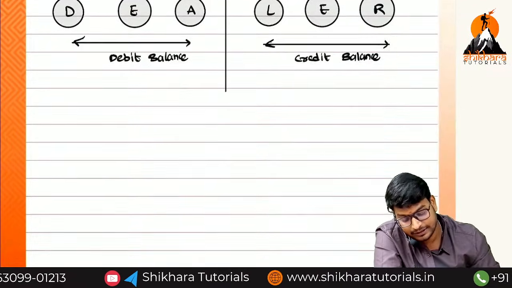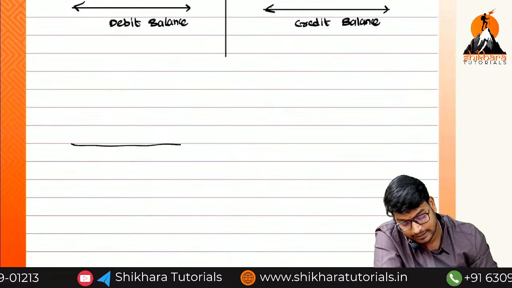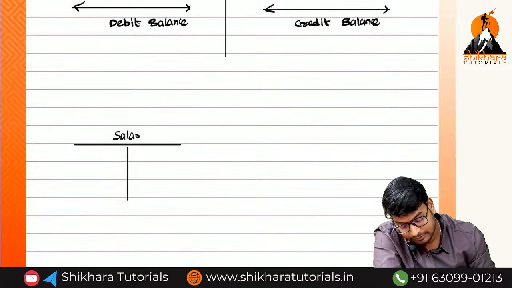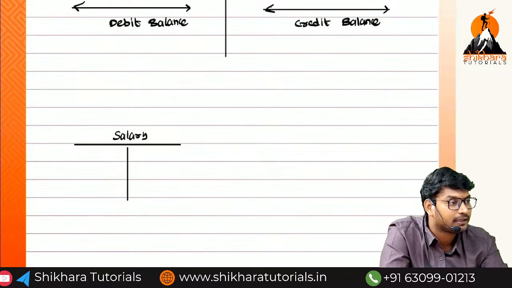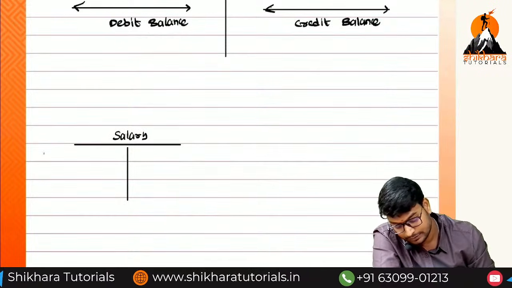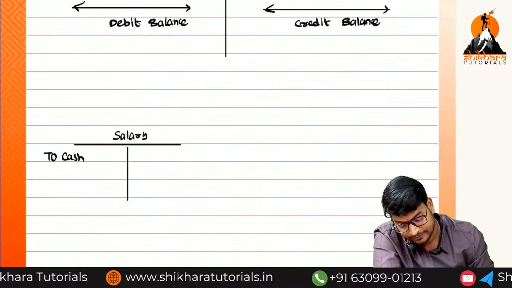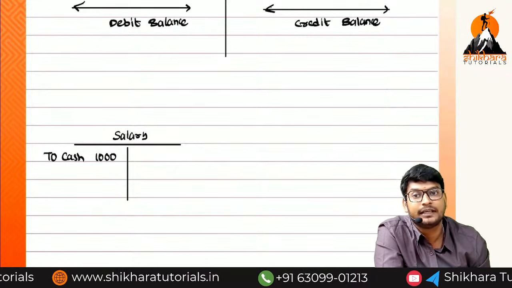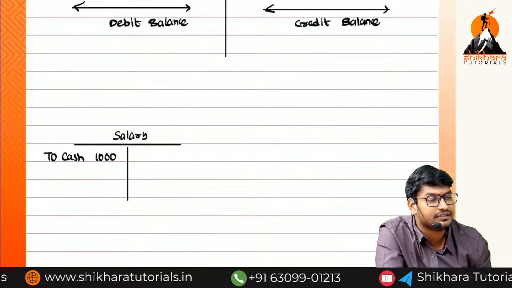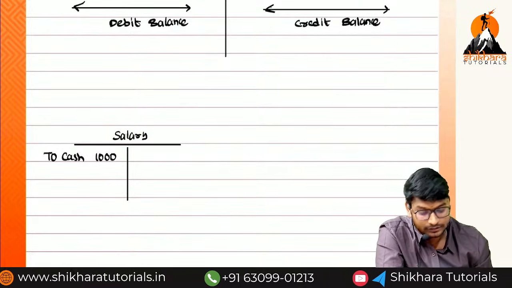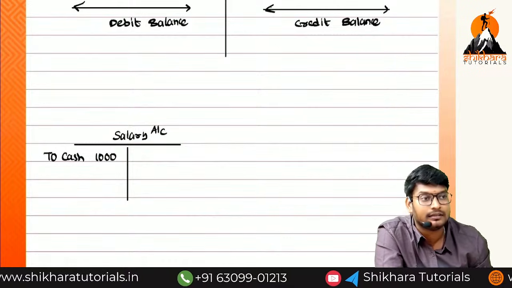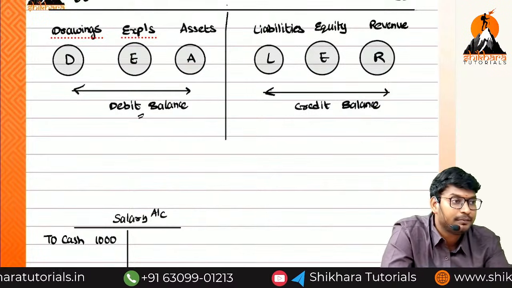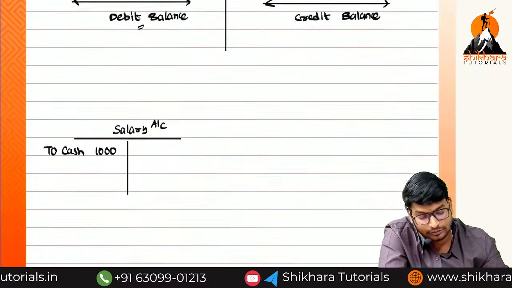In any account, for example, I am taking one account called salary account. What is the entry for the salaries? Salary account debited to cash account. So to cash, I am writing 1000 rupees. Now this account is showing which balance? Debit balance, because the debit side is more. So for that reason, expenses have a debit balance.